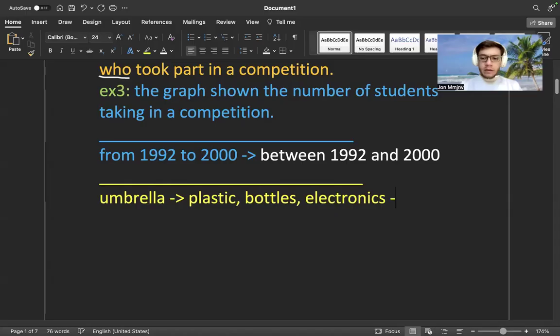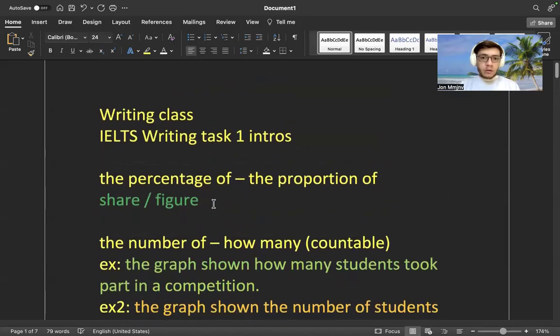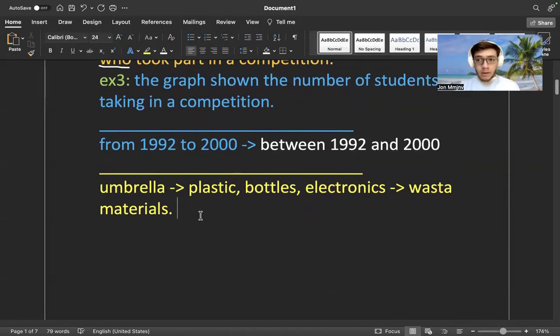We can say all of them if we take them. We need to normalize this, so they are just waste materials. This is another beautiful thing that you can do to beautify your writing. My own personal writing score is 8 in my last exam, so you can trust me in this, okay? Especially in task 1.